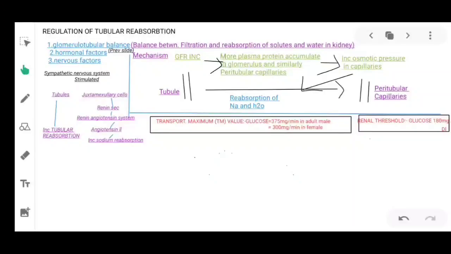The mechanism is, if GFR increases, then more plasma protein accumulates in the glomerulus and similarly in the peritubular capillaries. This leads to an increase in osmotic pressure in the capillaries, due to which sodium and water get reabsorbed from the tubule to the peritubular capillaries.